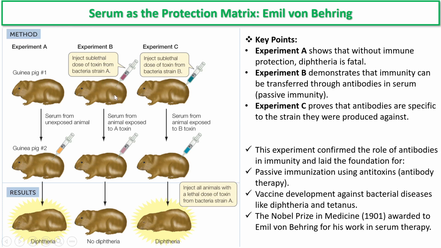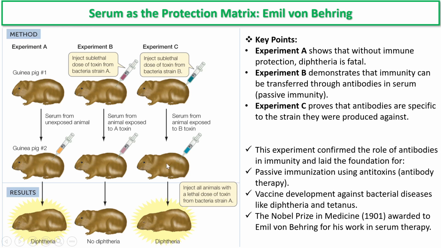Injecting this guinea pig number 1 with a sublethal dose of some particular toxin A, and then after some time he is again isolating serum from this guinea pig number 1 and injecting this serum into guinea pig number 2. Parallelly, he has done similar things in experiment C. But here he has injected a sublethal dose of toxin from bacterial strain B. Here it was bacterial strain A, here it is some other bacterial strain, that is bacterial strain B. Then again he is isolating the serum from this animal and injecting the serum into this guinea pig number 2.